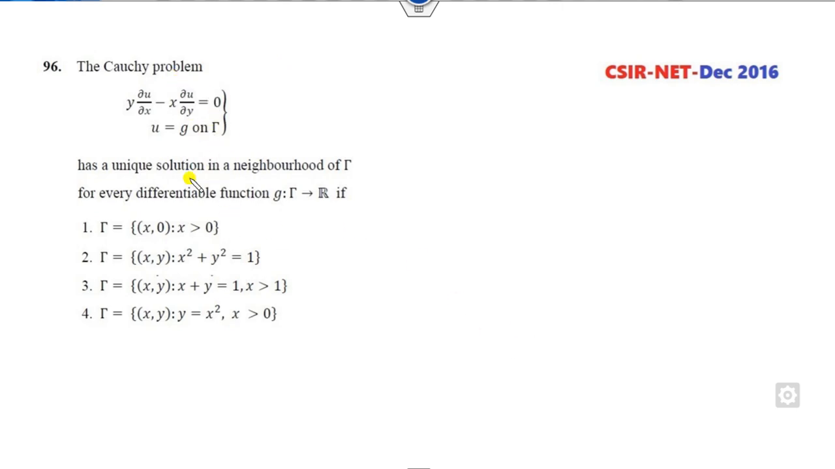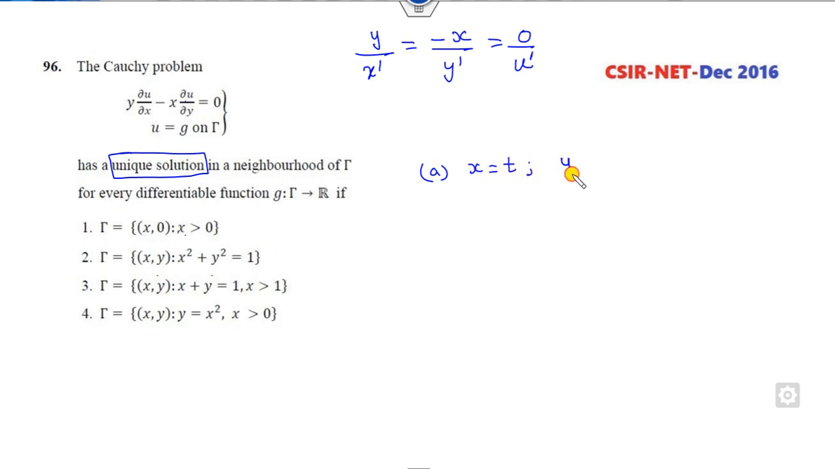Okay, now the Cauchy problem. Again, the question is the unique solution. So we again apply this one. So this is my P, y over x dash, q is my minus x, and this is my 0 over solution u dash. Now look at the first option. X is greater than 0. I can take x is my here. Y is not given, so I consider y as any function y. So substitute here, y is my phi x dash 1 minus over. So clearly they are not equal, so it means it gives you a unique solution. So that's the right answer.